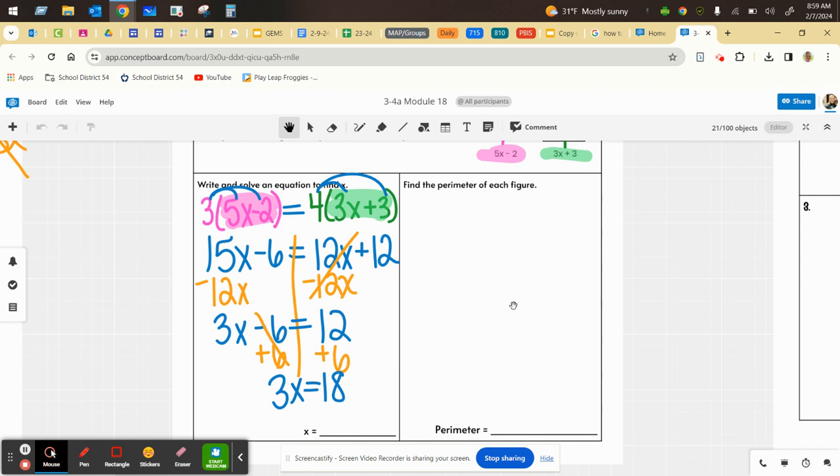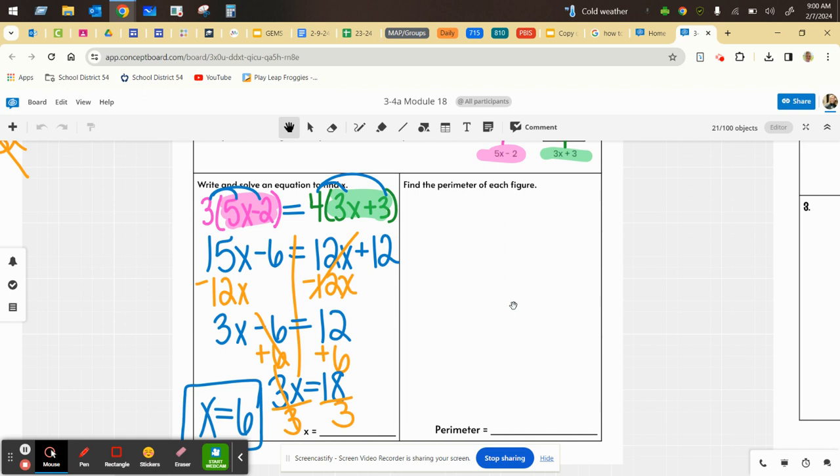Let's go one last step, divide by 3. So x is equal to 6. Okay, x is equal to 6. Now we want to find the perimeter. Since the perimeters are the same, it doesn't matter if I use the triangle or the square. I'm just going to choose the triangle.